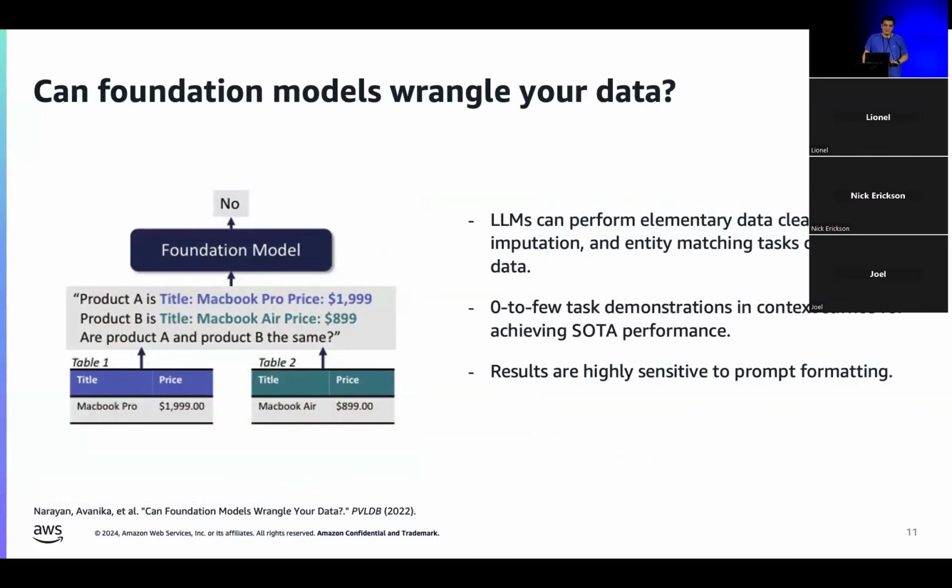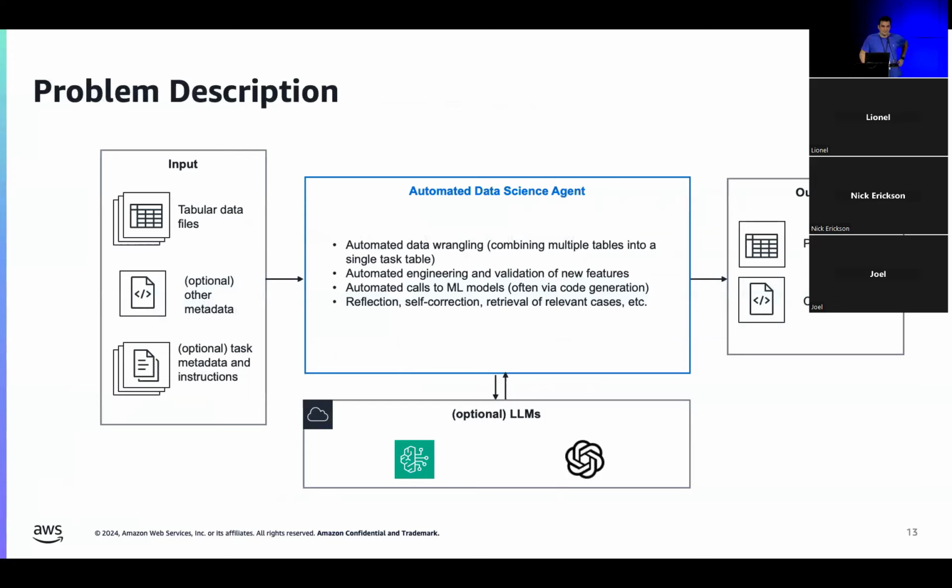So not only can we generate features, but we can probably also do things like data cleaning, data imputation, and maybe entity matching between different columns or different tables in the data set. And this paper showed that with 0 to few demonstrations, like in context learning, that one can also do this with LLMs to some success in the context of relational database machine learning. So now let's move on to the second part.